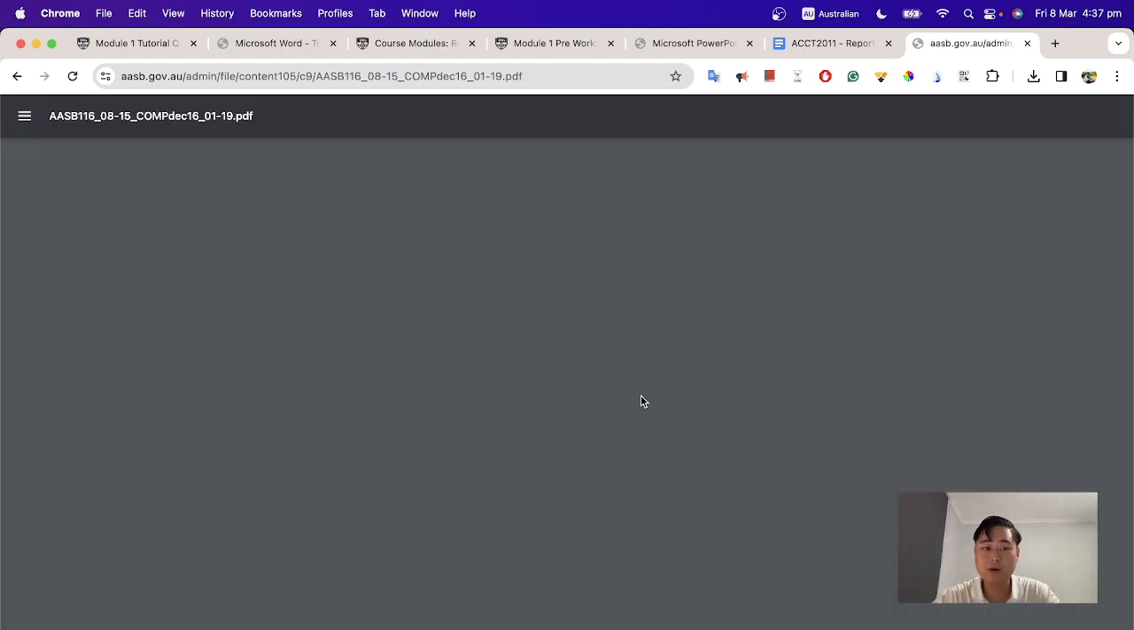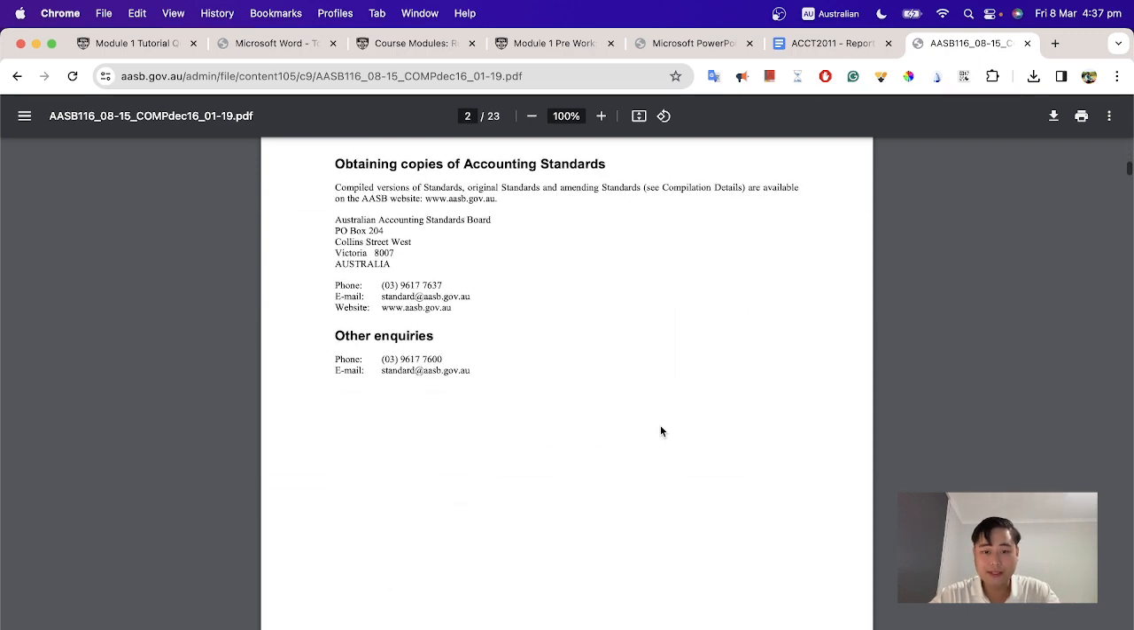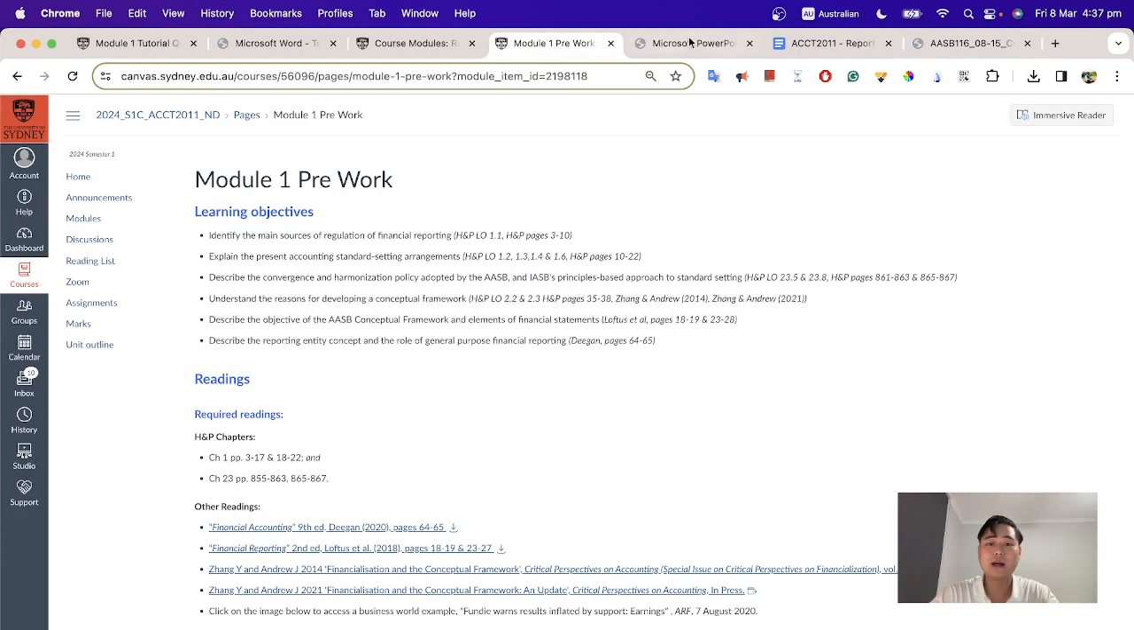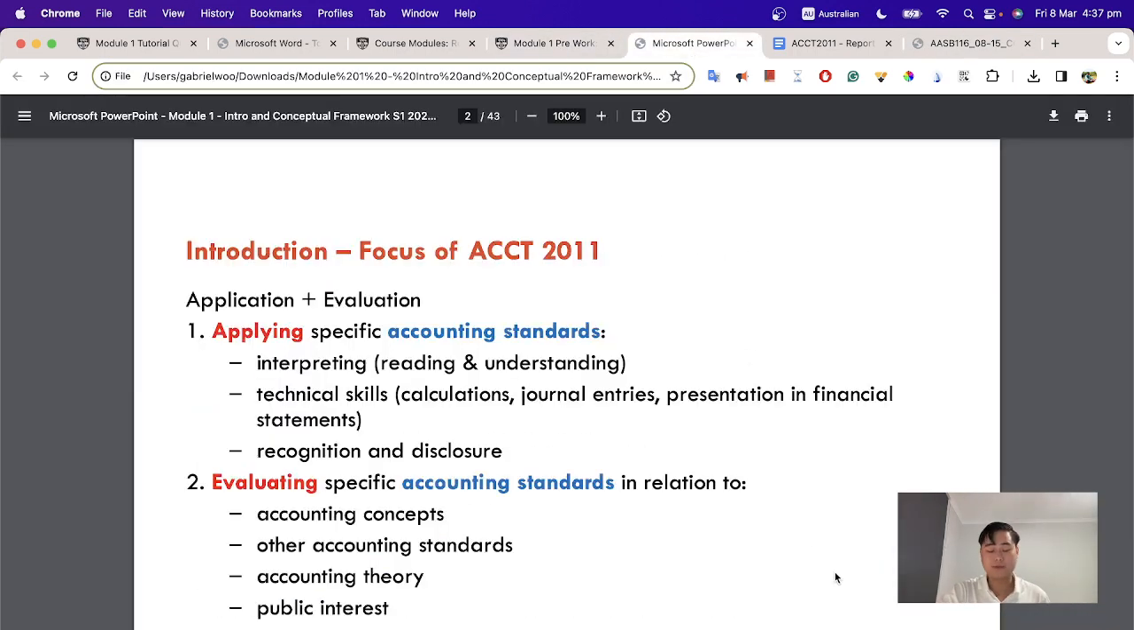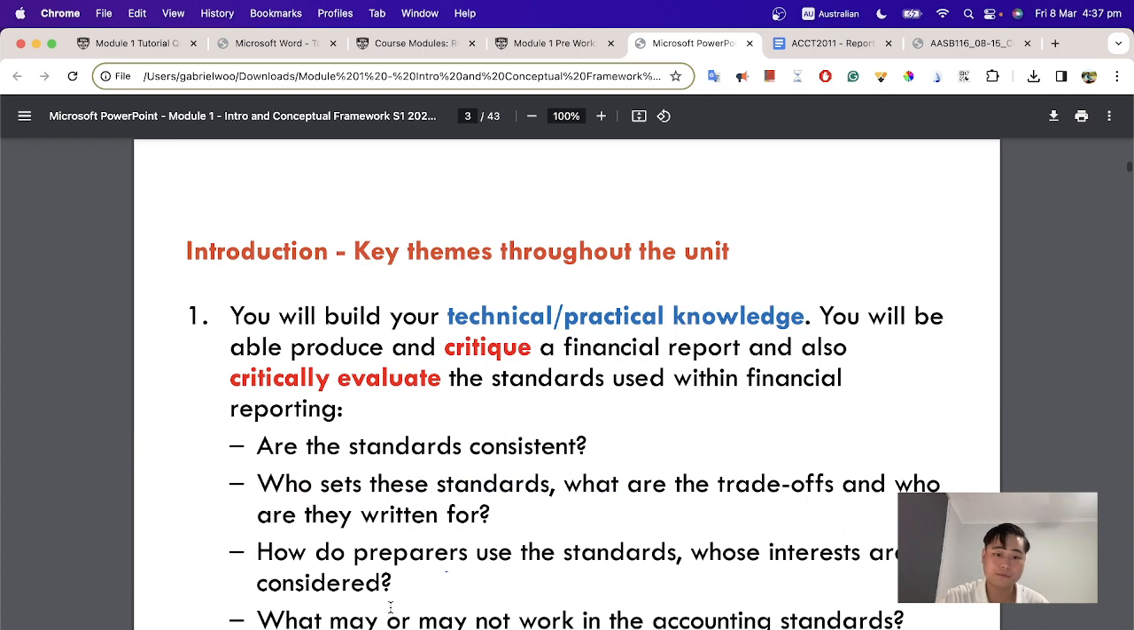Properly planned equipment. Professional judgment is needed when we choose an accounting standard, and when we apply accounting standards. For example, what is the useful life? That requires professional judgment. What is the salvage value? That requires professional judgment. It also requires evaluation of the accounting standards, accounting concepts, other accounting standards, accounting theory, and public interests should be considered in ACCT 2011.